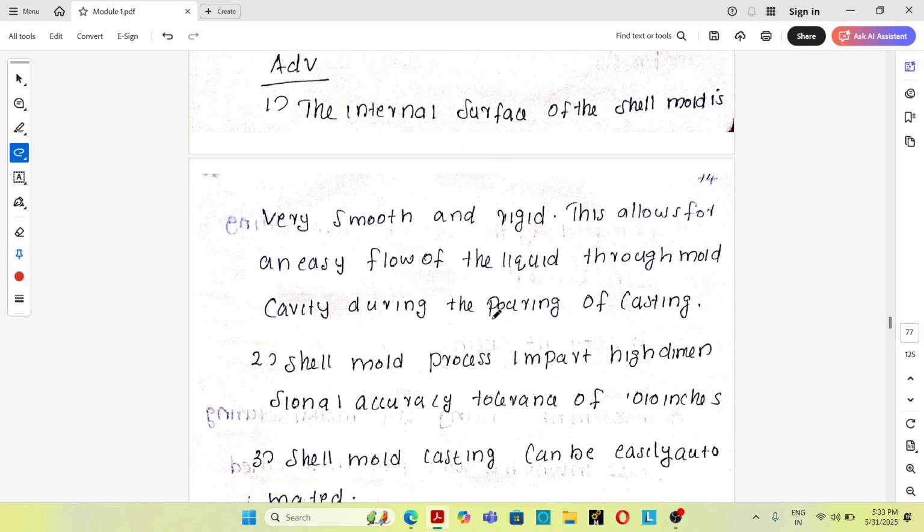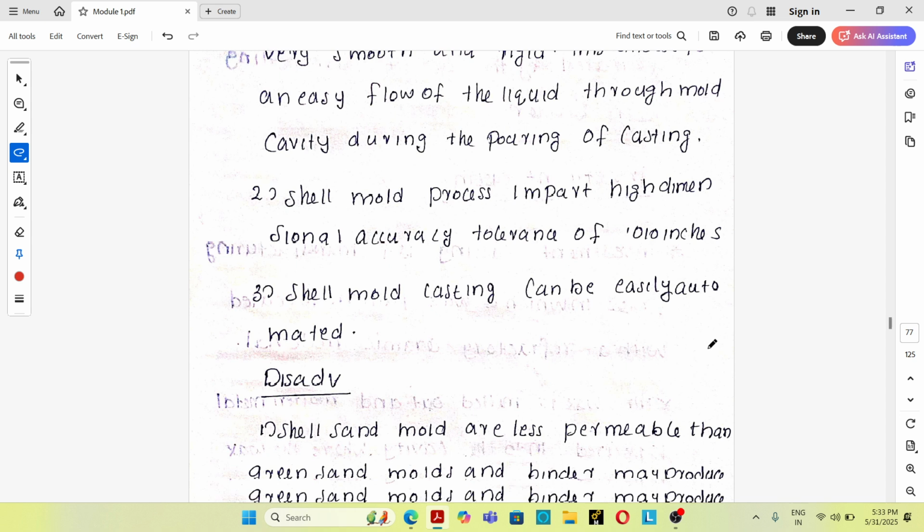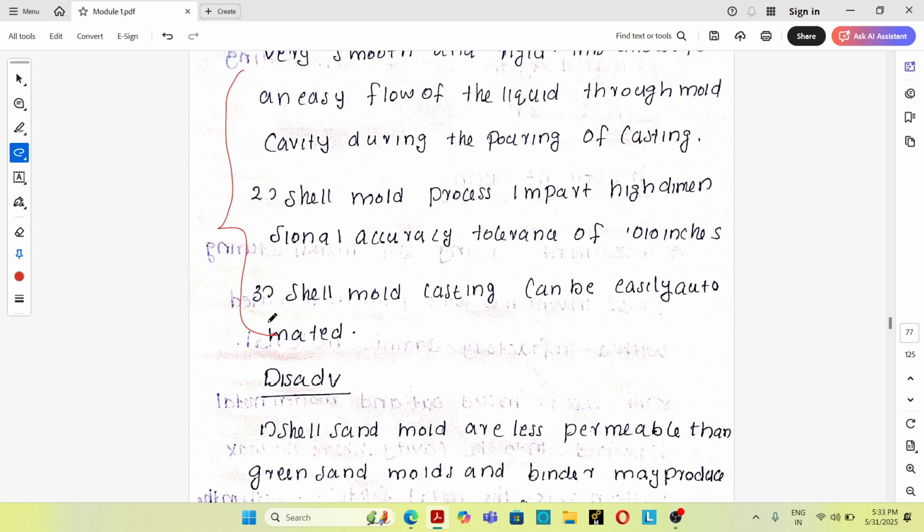Then what are the advantages of the shell mold casting process? The internal surface of the shell mold is very smooth and rigid. This allows for an easy flow of the liquid through the mold cavity during the pouring of the casting. So the internal surface of the shell mold is very smooth, which allows easy flow of molten material into the shell mold. The shell mold process imparts high dimensional accuracy, with a tolerance of 0.010 inches. Shell mold casting can be easily automated. So these three are the advantages.